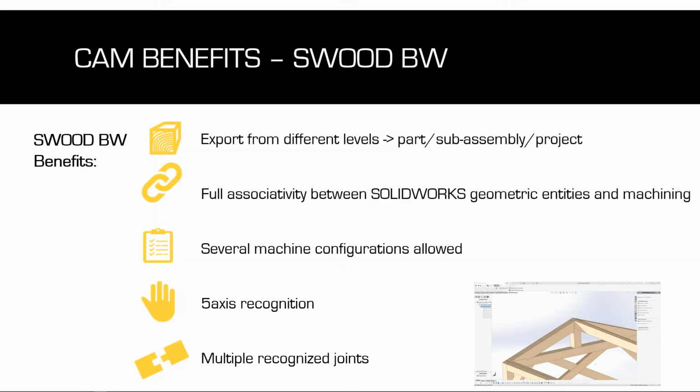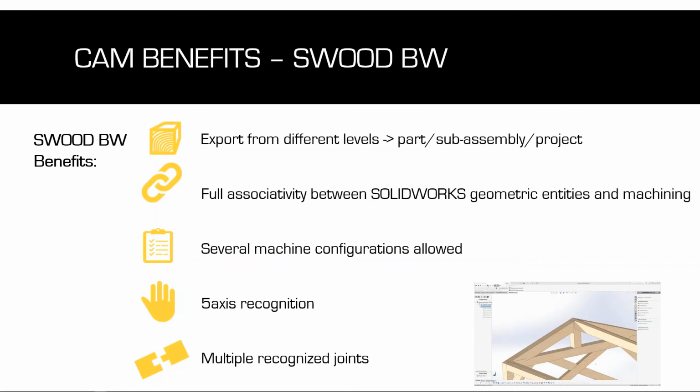You have as well a full associativity between the SOLIDWORKS geometric entities and the machinings. So any changes you do on the design are then propagated to the CAM, and you can just update your programs directly to create new programs and a new project out of your design. Several machine configurations are allowed, so you'll be able to manage on which machine you want to send those programs if you have different ones in your workshop.